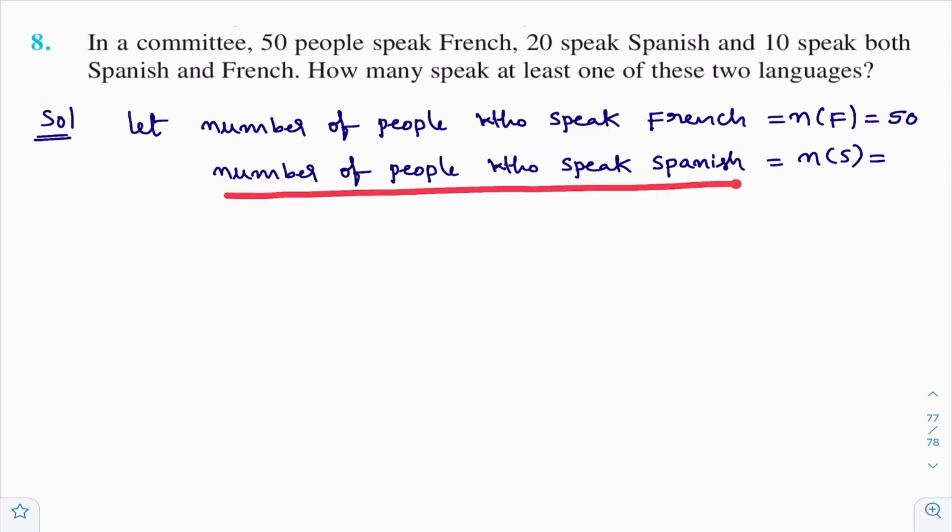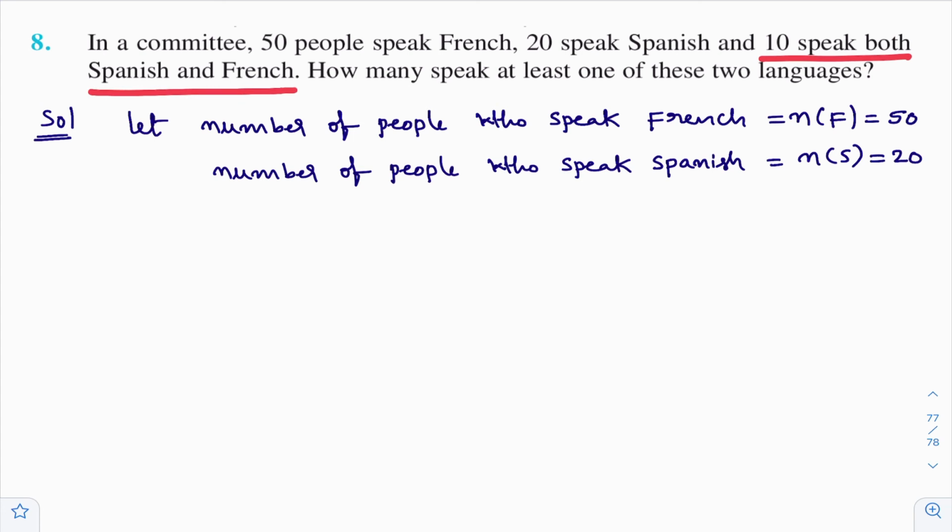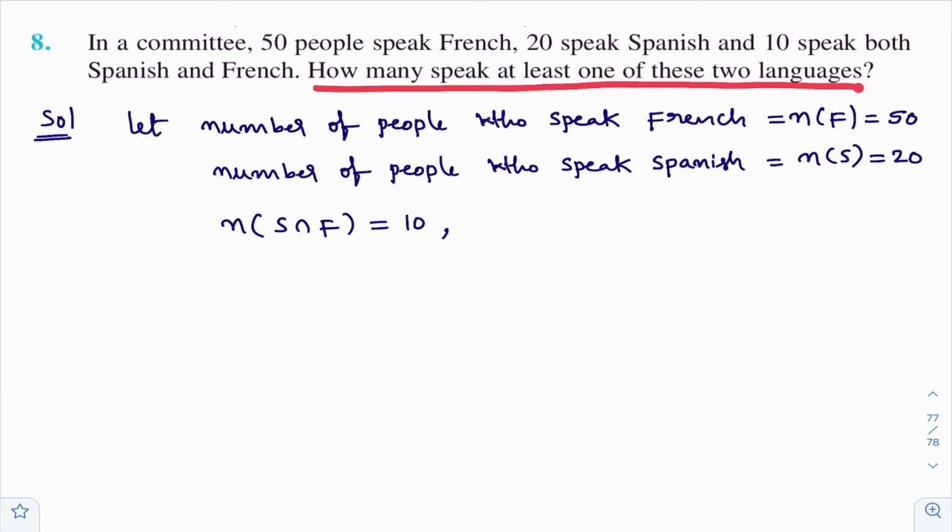Now, number of people who speak Spanish. 20 speak Spanish. So n of s is 20. Okay. Now look here, 10 speak both Spanish and French. So n of S intersection F equal to what? 10 speak both. They gave that 10 speak both Spanish and French. Okay. What are they asking to calculate? They are asking us to calculate how many speak at least one of these two languages.